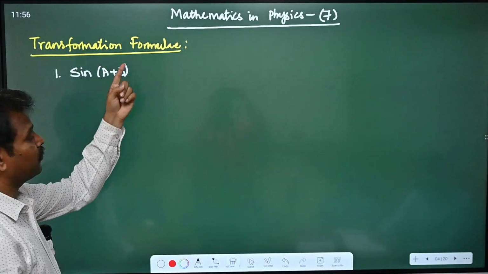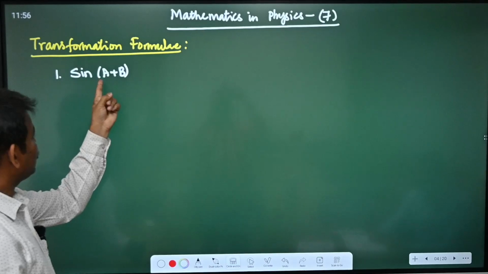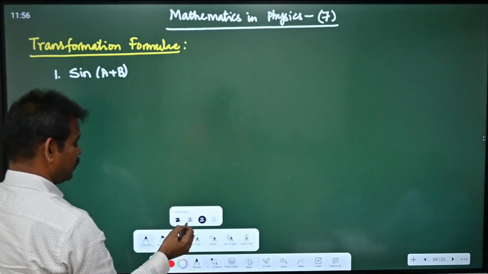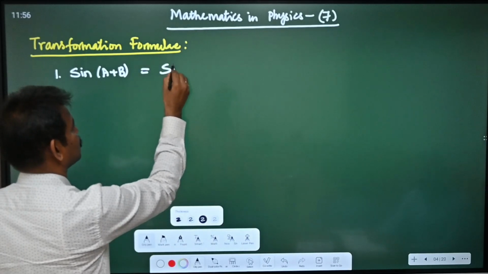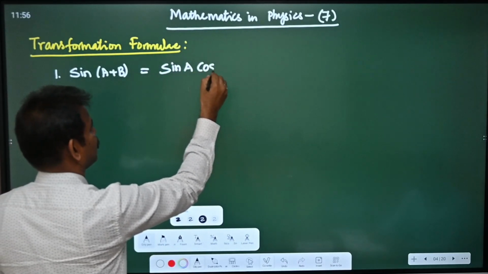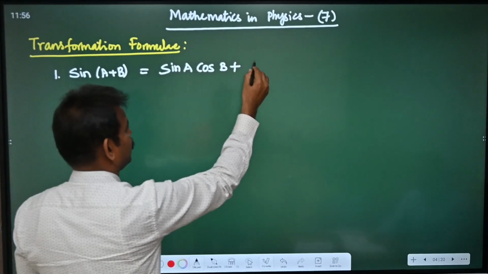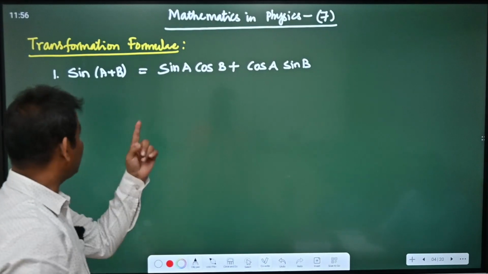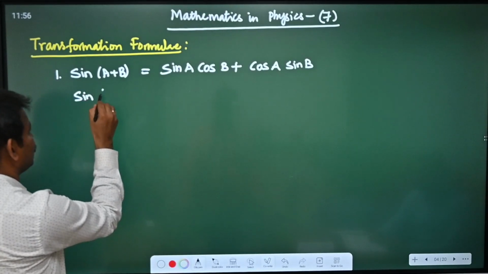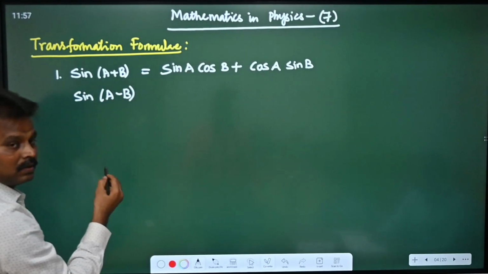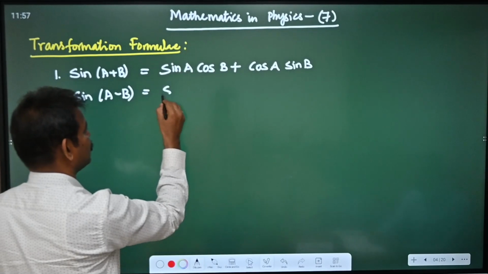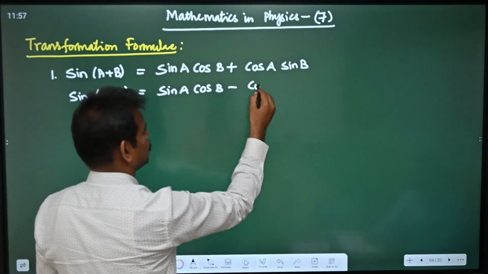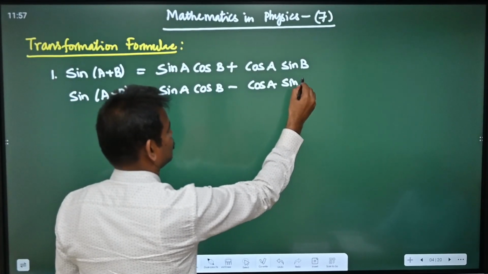Trigonometry, transformation formulas. Students, already we studied this one, sin A plus B, which can be written as sin A cos B plus cos A sin B. Similarly, if you take sin A minus B, we know the expansion for this one. This is sin A cos B minus cos A sin B.